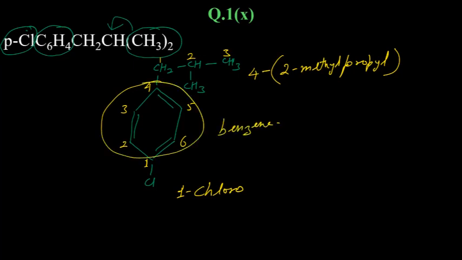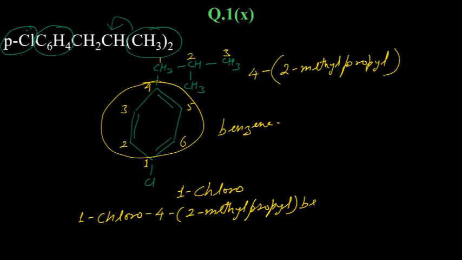Now arrange them in alphabetical order. It will be 1 chloro. Then with substituent groups at 4, you have 2-methyl propyl, and then it is benzene. Because it is benzene, the main chain, it is aryl halide. And you don't need to mention primary, secondary, or tertiary.